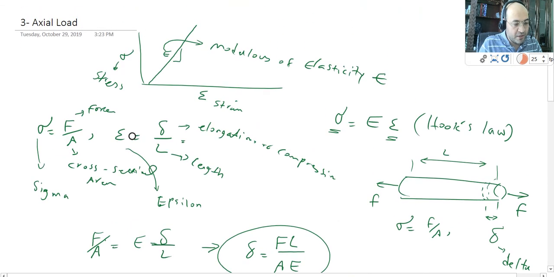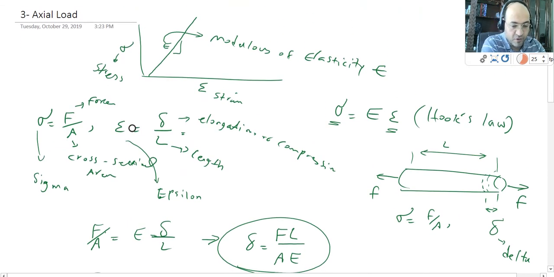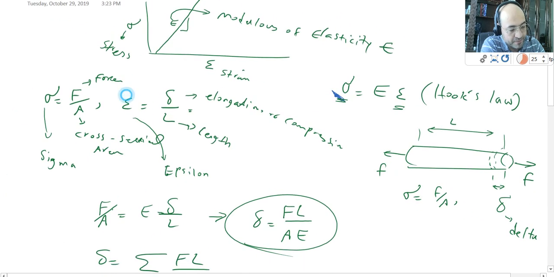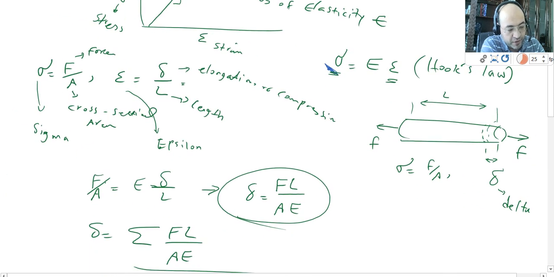Now, what we discussed in the first session is that the majority of materials act like a spring in their elastic region. Then we can use Hooke's law, which says sigma is equal to E epsilon. As a reminder, sigma is stress, epsilon is strain. Now, if instead of sigma I use F over A, and instead of epsilon I use delta over L, I end up with the equation delta is equal to FL over AE.